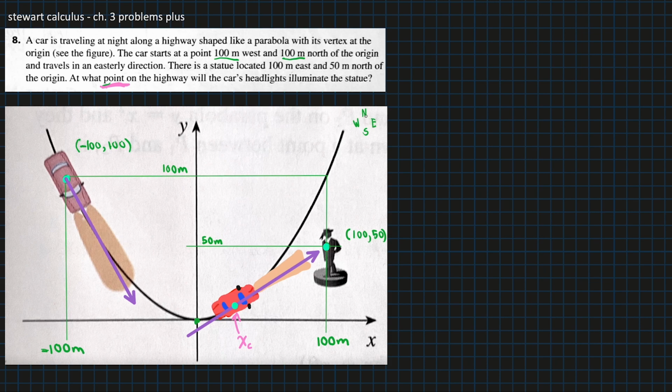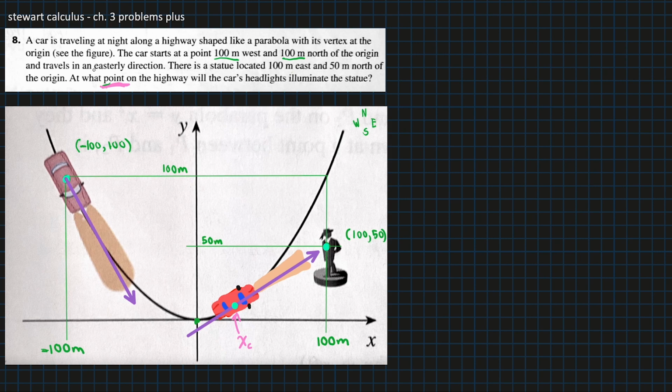If we remember our compass directions, north, east, south, and west, never eat soggy weeds, we know that if you start at 0, 0, and you go 100 meters west, which is to the left on our diagram, you'll end up at negative 100 on the x-axis. And if you go 100 meters north from the origin, you'll end up at positive 100 on the y-axis. So on a 2D xy plane, our car starts at negative 100, 100. That is a point on our parabola, and our car starts there.